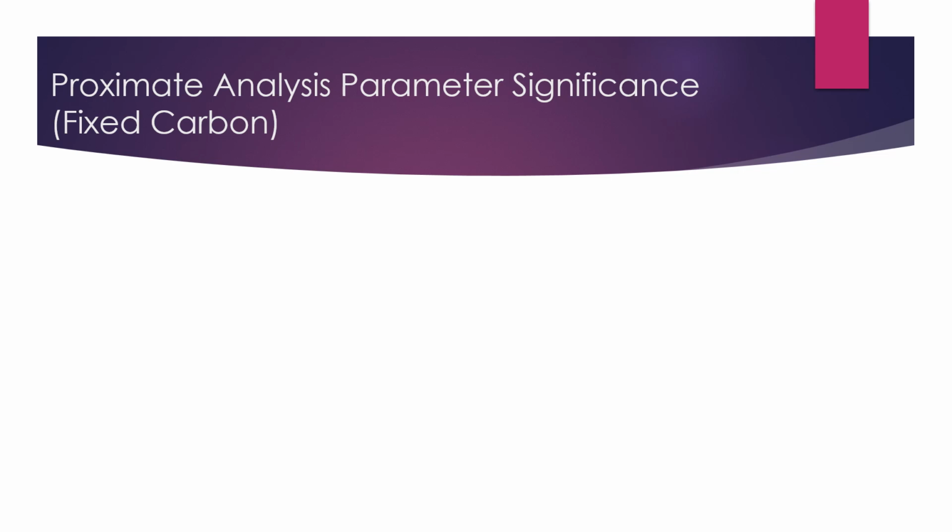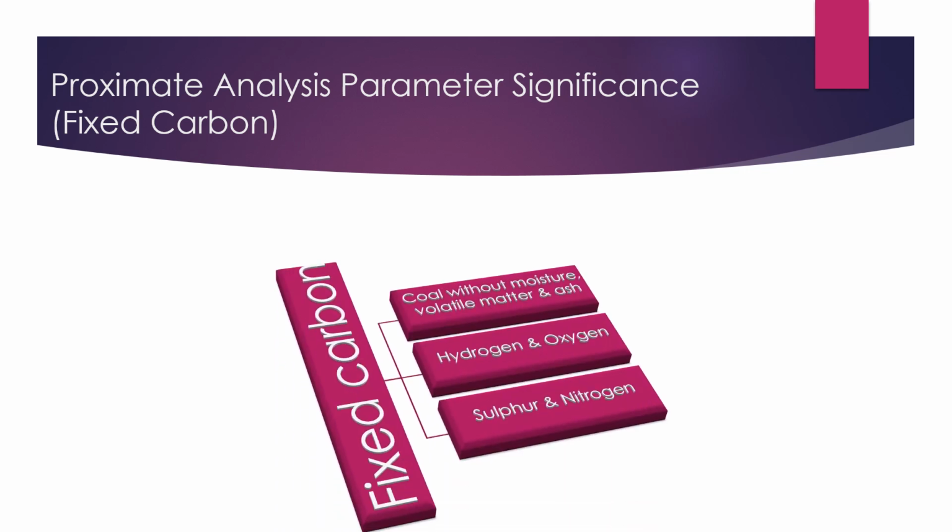Now let us discuss about the different parameters obtained in proximate analysis of coal. The first and most important being fixed carbon. It is the coal weight minus the weight of moisture, volatile matter and ash. Fixed carbon also includes hydrogen, oxygen, sulfur and nitrogen present in coal. It is an indication of the energy content or heating value of coal, that is, how much heat will be generated during combustion of coal.